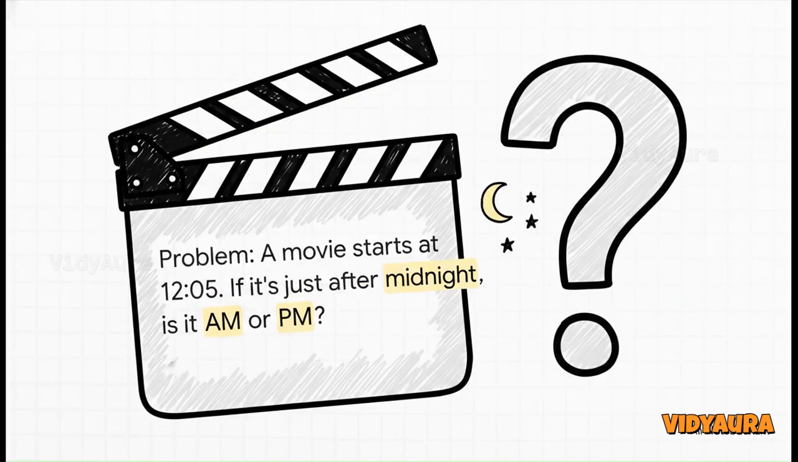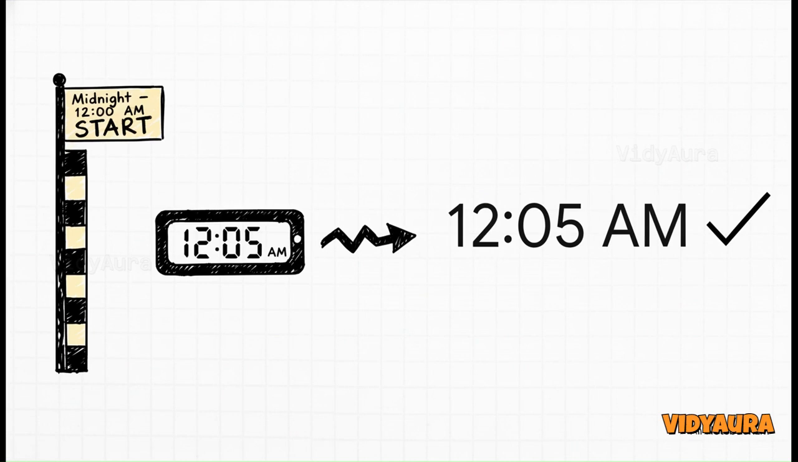All right, here's another one of those questions that can really trip people up. It's all about the number 12. Midnight and noon can be confusing. But don't worry, let's solve this together and you'll never get confused by it again. Okay, let's think about this logically. Midnight is the exact moment a new day begins, right?